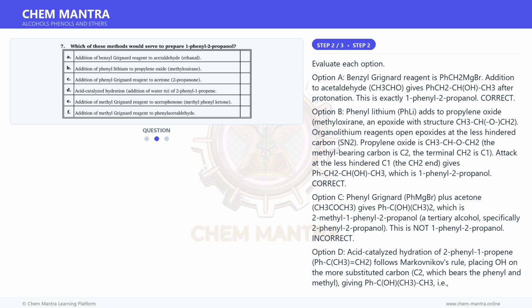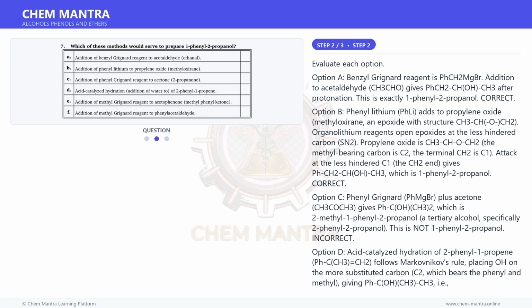Evaluate each option. Option A, benzyl Grignard reagent is PhCH2MgCl. Addition to acetaldehyde, CH3CHO, gives PhCH2CH(OH)CH3 after protonation. This is exactly 1-phenyl-2-propanol. Correct.